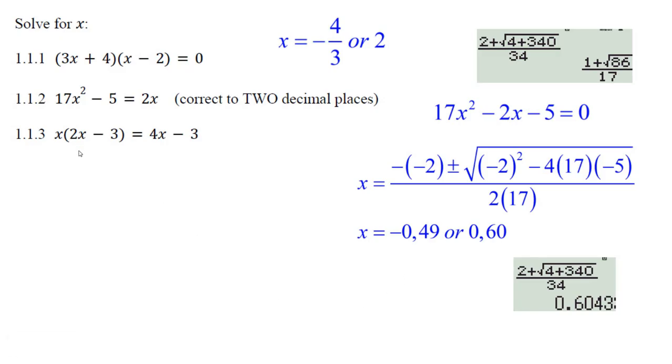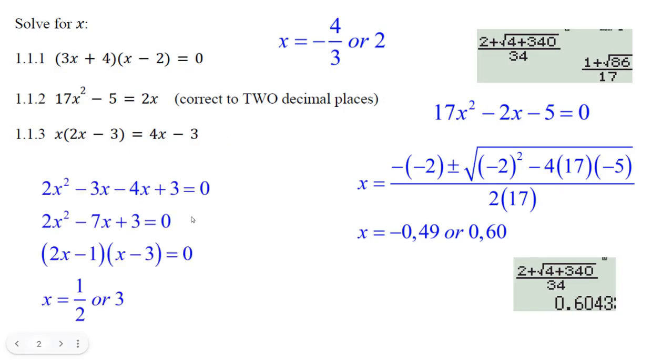Let's try the next one here. You've got to multiply this bracket out. You've got to subtract 4x and add 3. Subtract 4x and add 3 from both sides. That's 2x squared minus 3x. Minus 3 minus 4 is minus 7x.